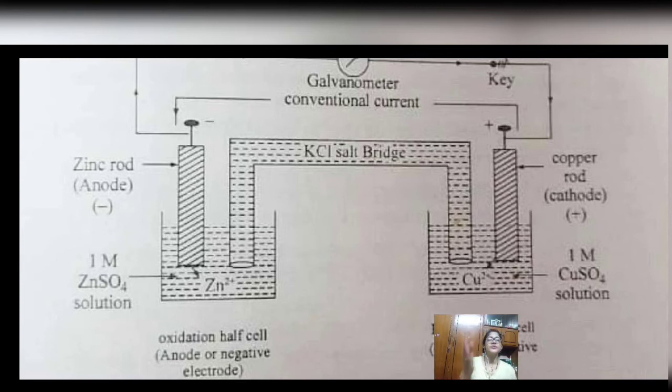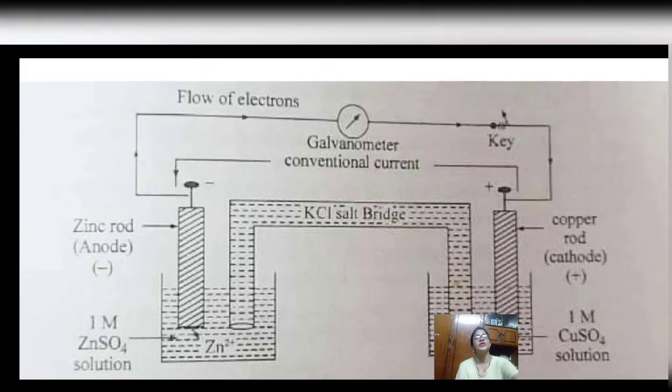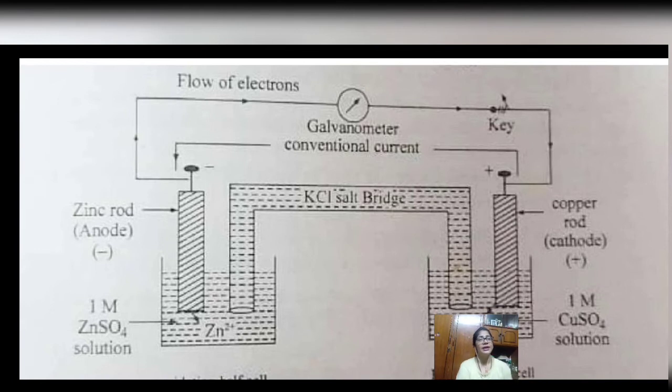We can see from the structure that the zinc rod is dipped into its own solution, that is zinc sulfate, the concentration of the solution being aqueous 1 molar, and on the right hand side a copper rod is dipped into copper sulfate solution, the concentration of the copper sulfate solution being aqueous 1 molar. And these two are connected by the terminals of a battery with a wire fitted with a device called a galvanometer.